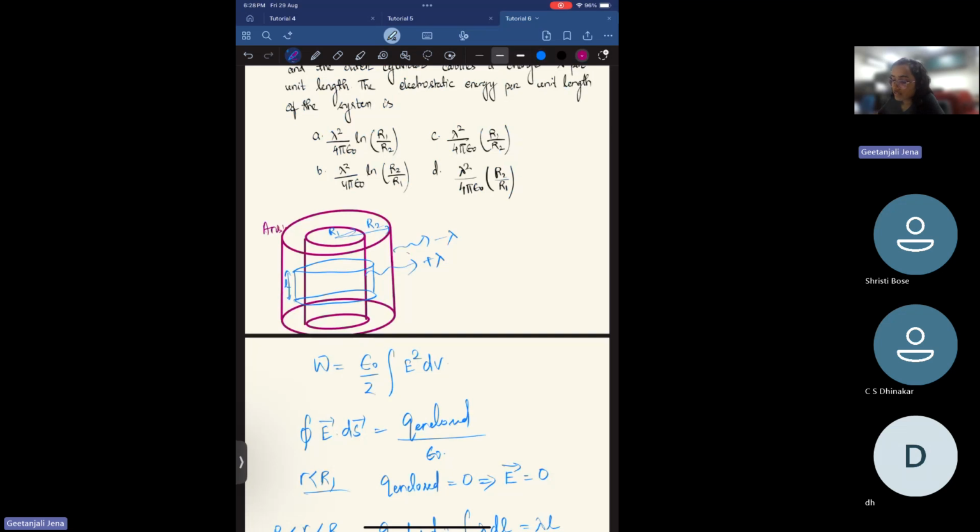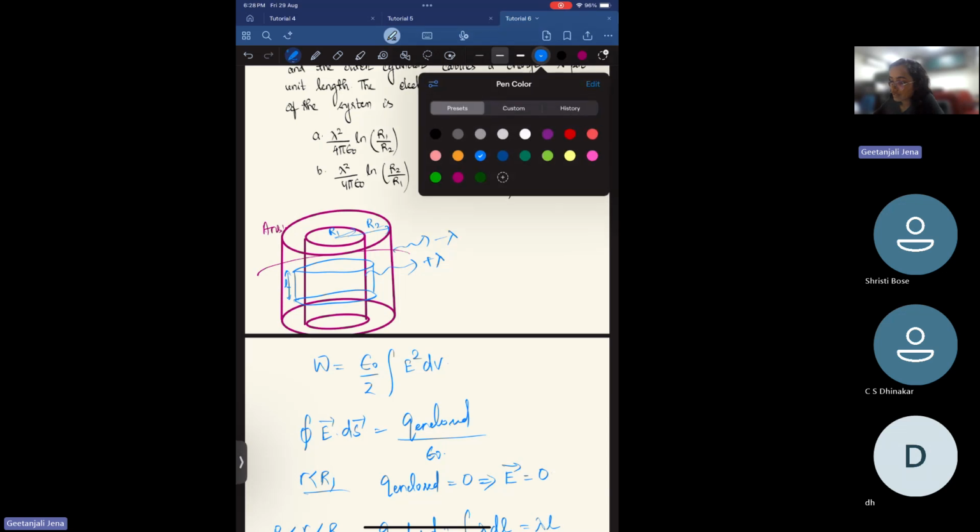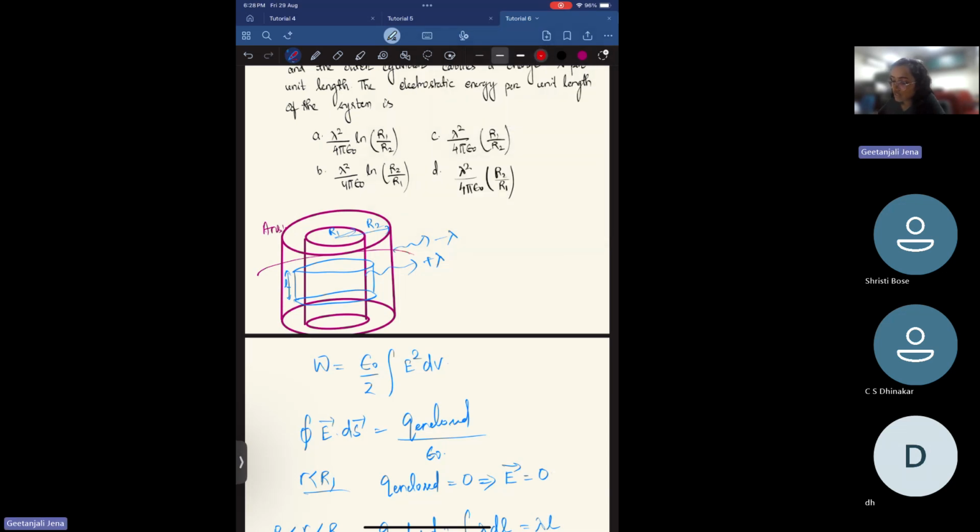when you are taking the Gaussian surface, sorry, let me take a different one. When you are taking a surface outside, it's the charge Q enclosed. It will be the inner one, which is lambda L. The outer one is minus lambda, so it is minus lambda L. That is why the Q enclosed is 0 for this case.